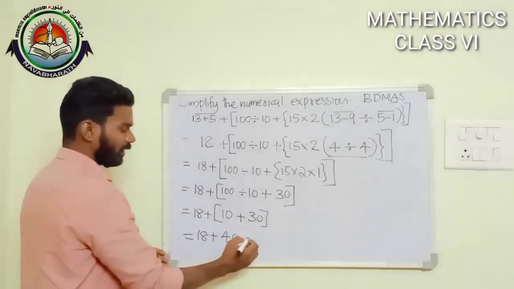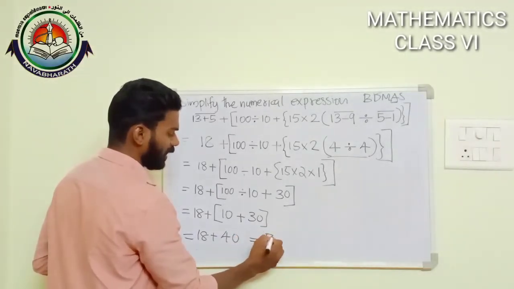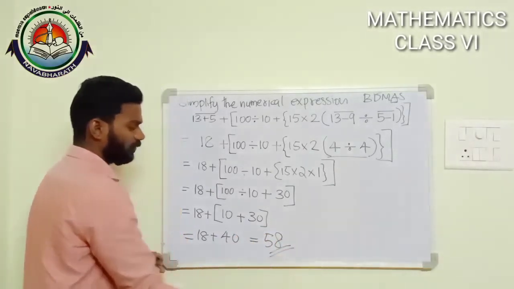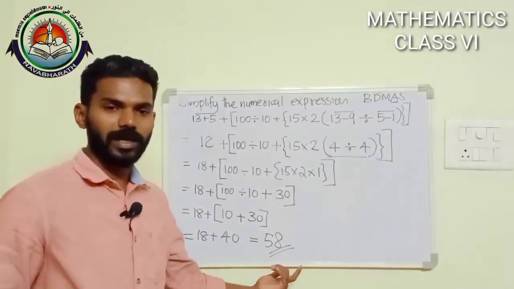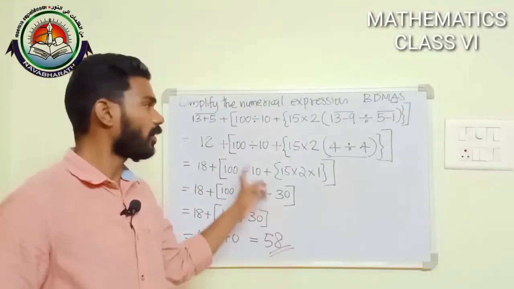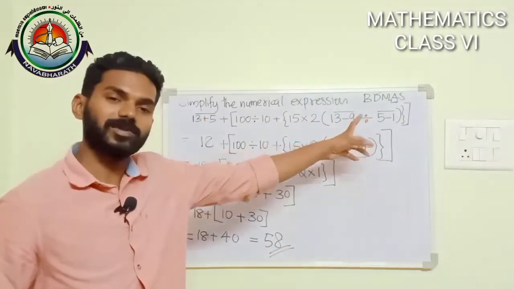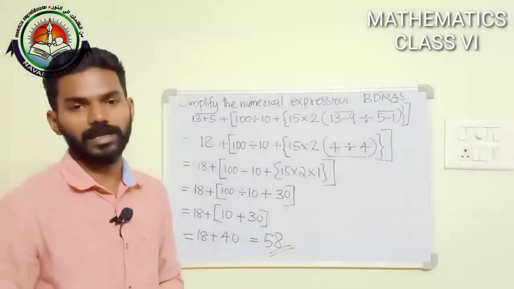Clear? 40 plus 18. What would be the answer? It would be 58. The final answer, the simplified answer for this large numerical expression, would be 58.